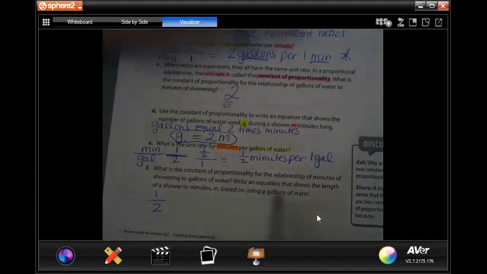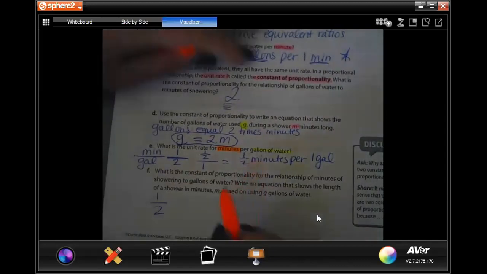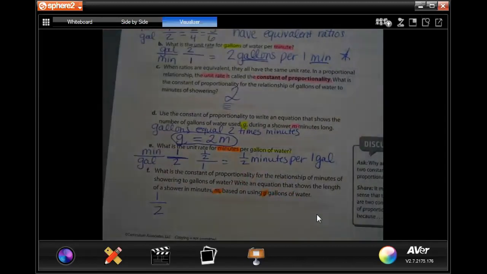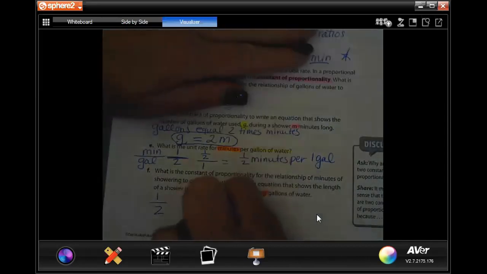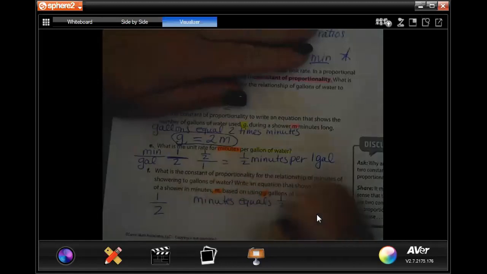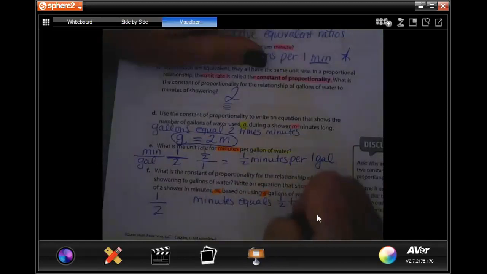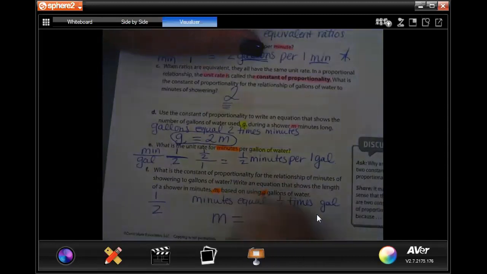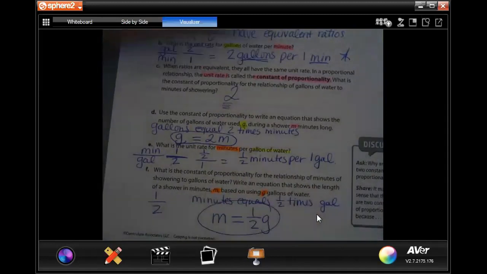Next, write an equation that shows the length of the shower in minutes based on using G gallons of water. Okay, so what we know is this. We know that our minutes equals 1/2 times the gallons of water, right? So here's your equation. M equals 1/2 G. There's your equation.